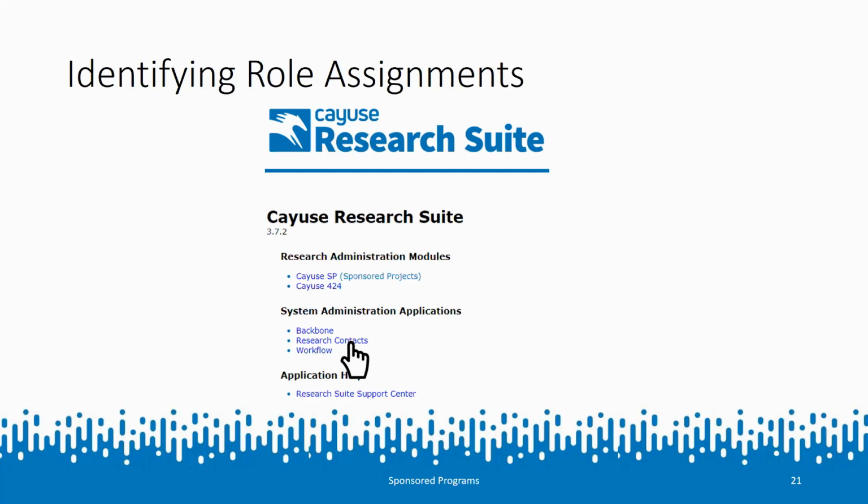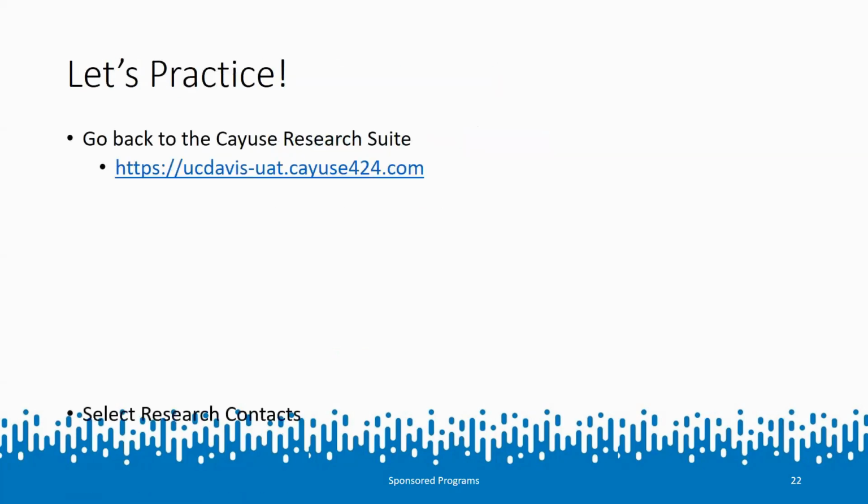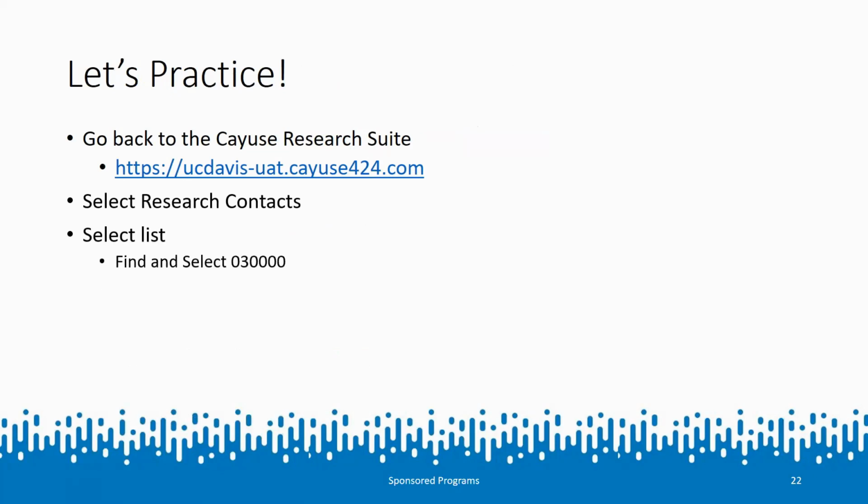You can follow along if you want, but I think I have these screenshots for you in here. You would go to the main suite and go to Research Contacts. Let's go ahead and do that. Select Research Contacts, and then select List, and we're going to find this specific unit code. You can search by unit code or unit name. If you know the unit code, it's probably a little quicker because then you don't have all of the other ones. Just find that one and select it.